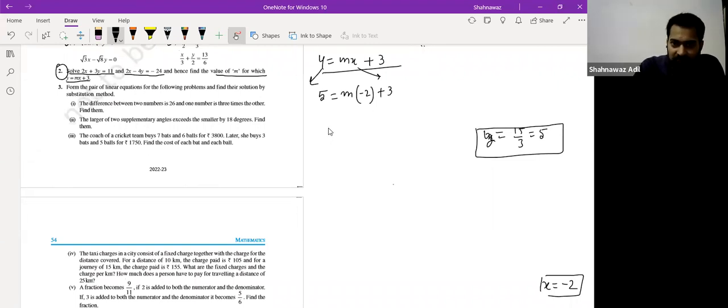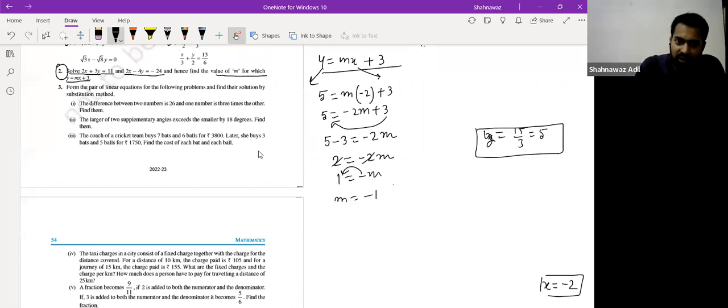Right, Adil? So this will be 5, and this will be minus 2m plus 3. So this comes here. 5 minus 3, which is 2, equals minus 2m. So this is 2 and this is minus 2, minus 1. So this cancels. So 1 equals minus m. So this comes here. So m equals minus 1. So this was simple, right? Yes, sir.